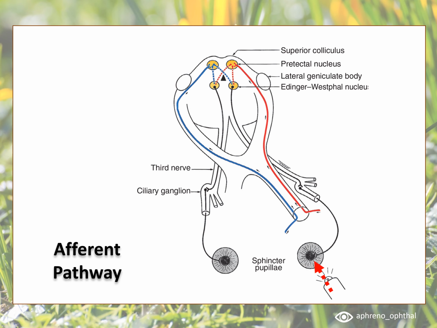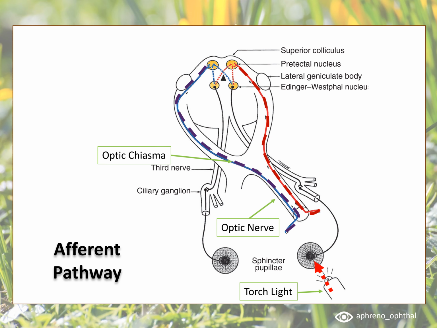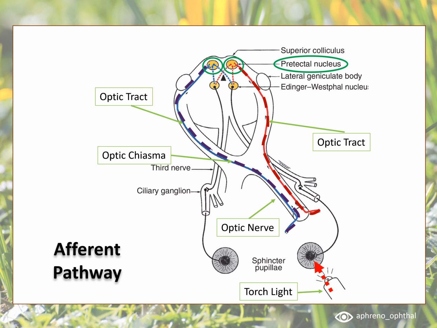When the light is shone on one eye, light impulses from the retina travel to the optic nerve. From the optic nerve, the fibers travel to the chiasma, where the nasal fibers decussate and travel to the contralateral optic tract to terminate in the contralateral pretectal nucleus. The temporal fibers, uncrossed, travel to the ipsilateral optic tract to terminate in the ipsilateral pretectal nucleus. The internuncial fibers connect each pretectal nucleus to the Edinger-Westphal nucleus.